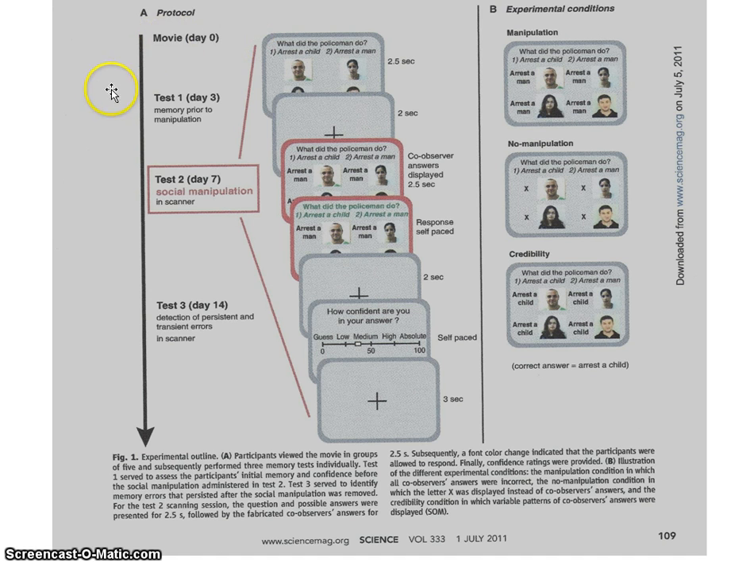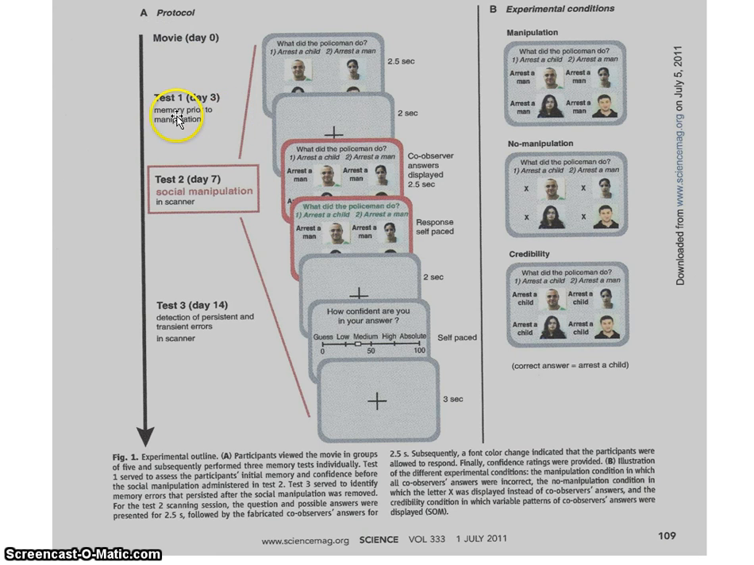There are four main phases of the experiment: 1, 2, 3, 4. On day 0, all subjects watch a movie. The movie is of some kind of crime scene type of thing where police are going to arrest somebody. In fact, what really happens is the police will be arresting a child in this movie. Now, all subjects watch this movie.